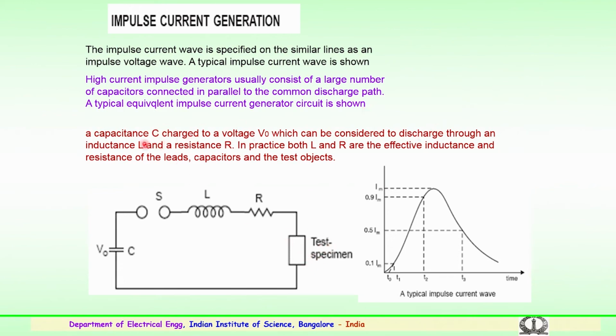The capacitance C, being a number of capacitors in parallel, charged to a voltage V naught, can be considered to discharge through an inductor and a resistor. In practice, both L and R are the effective inductance and resistance of the leads, the capacitors and the test object. This is how you get a very high impulse current waveform, with a typical shape of 8 by 20.